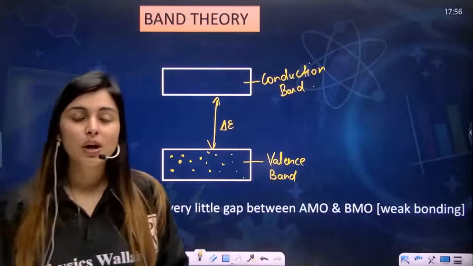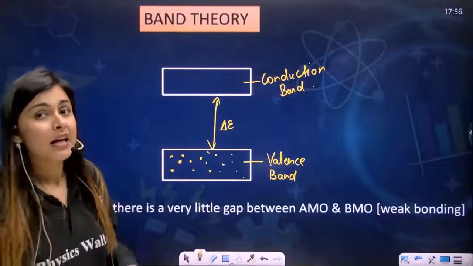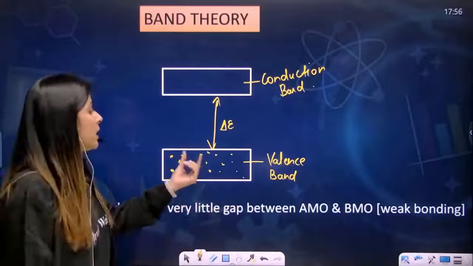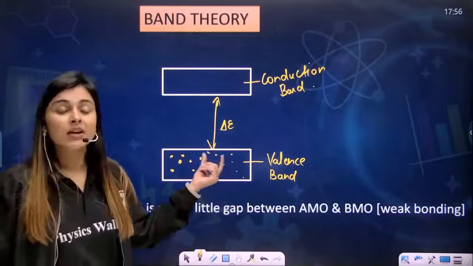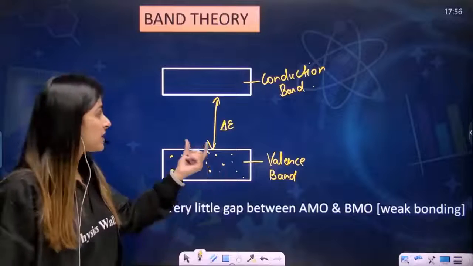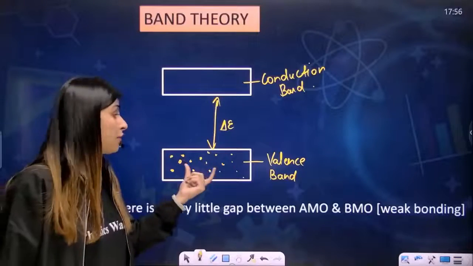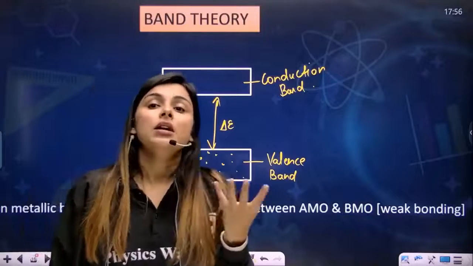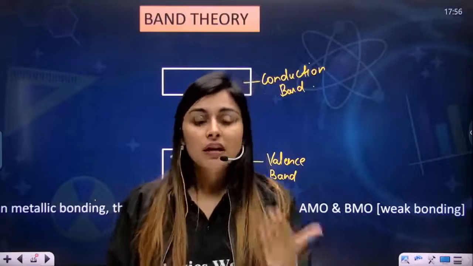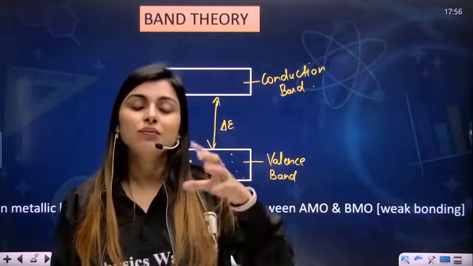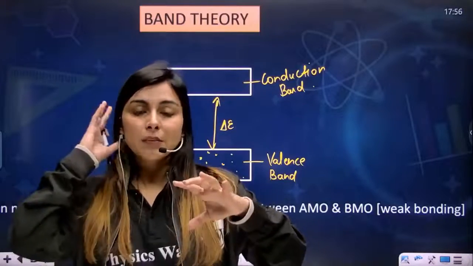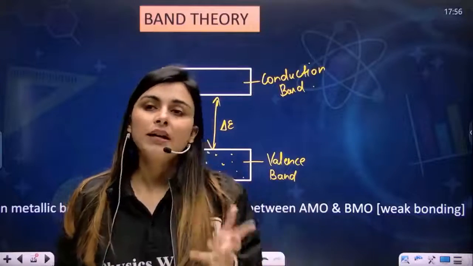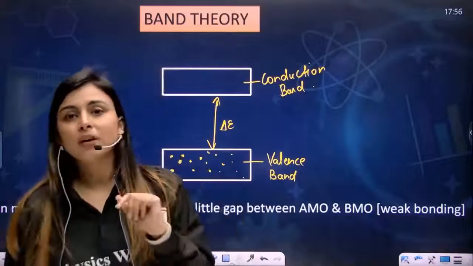Now what band theory says is that if in an element or in a solid, few of the valence band electrons can go to the conduction band, they will behave as good conductors. If few of the electrons from the valence band have the capability to go into the conduction band, then it will be a good conductor. Why is this happening? Now we'll understand that.